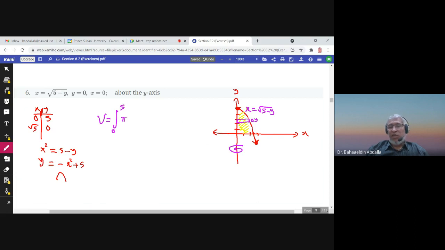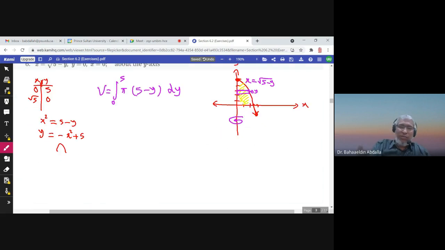It's a solid, it's not a washer. So one radius, pi times radius squared. This is the radius, the distance from here to here, and it is x. This distance is always x because this point is (x, y). So this distance is x, which is the square root of 5 minus y. So the square root of 5 minus y, when you raise it to the power 2, you get 5 minus y, and this would be the volume.